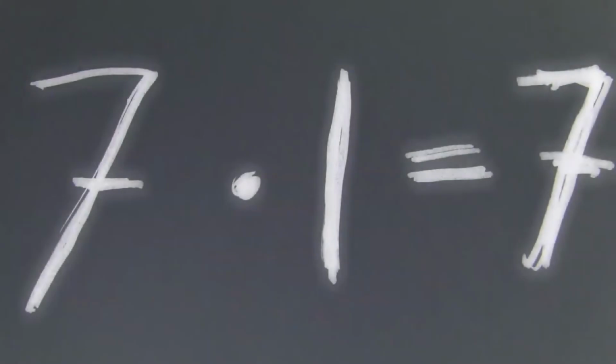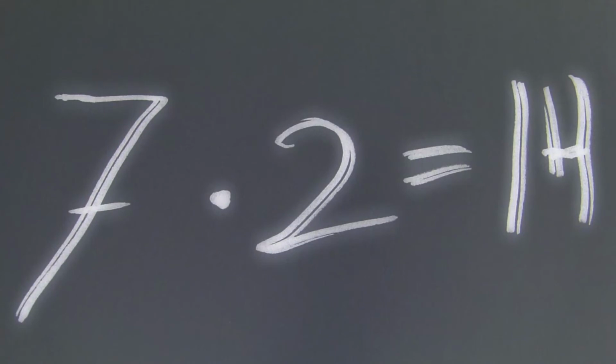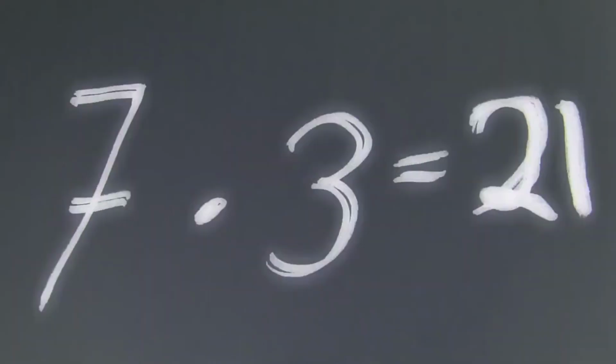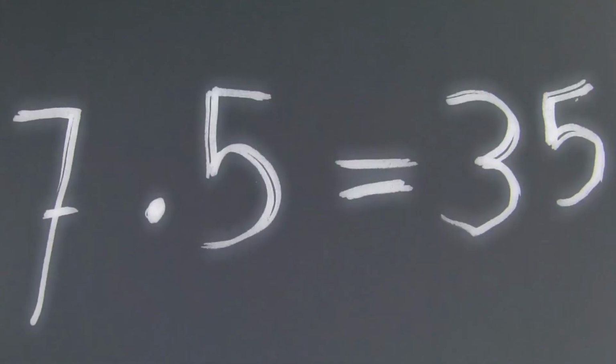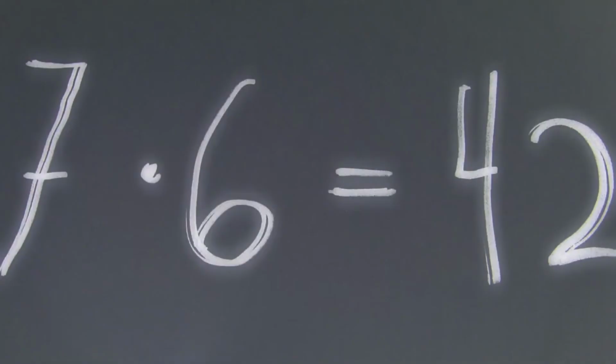7 times 1 is 7. 7 times 2 is 14. 7 times 3 is 21. 7 times 4 is 28. 7 times 5 is 35. 7 times 6 is 42.